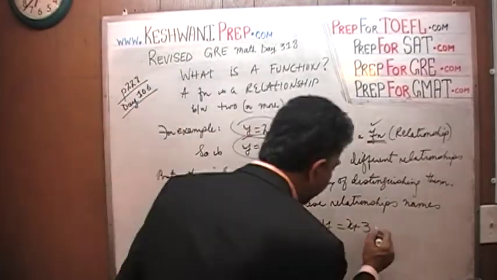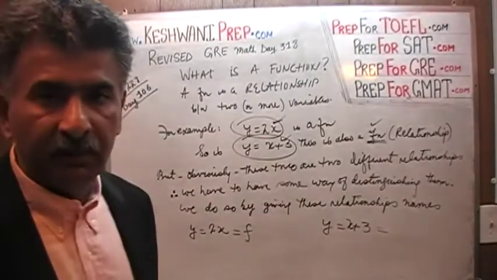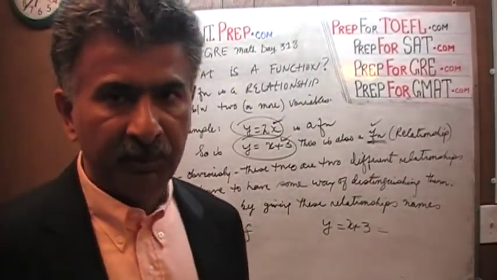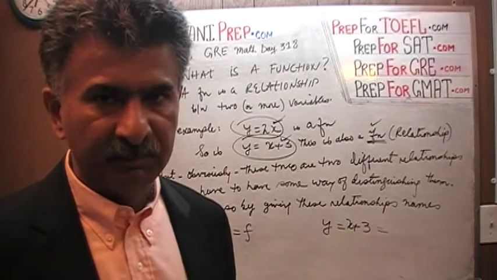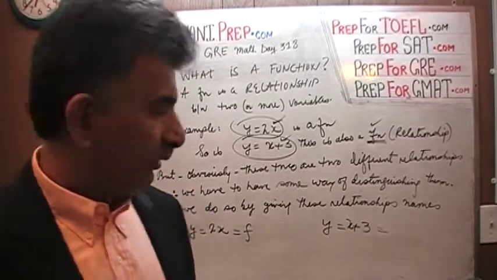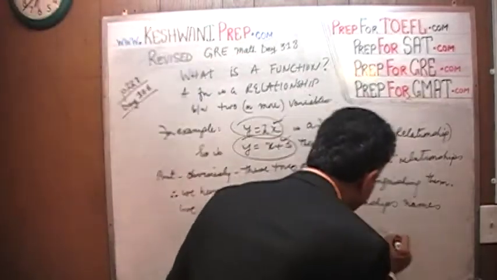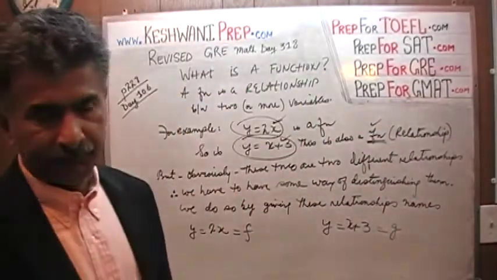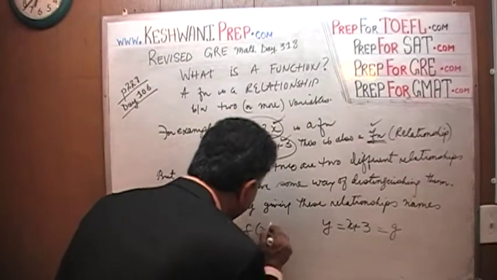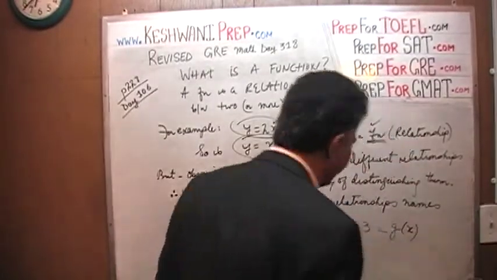What are we going to call this one? Keep in mind, mathematicians are wild people. Mathematicians are a wild bunch. They're crazy people. They are wacky. They call the first one F and they call the next one G. Voila. So this one is called F of x. This one is called G of x.